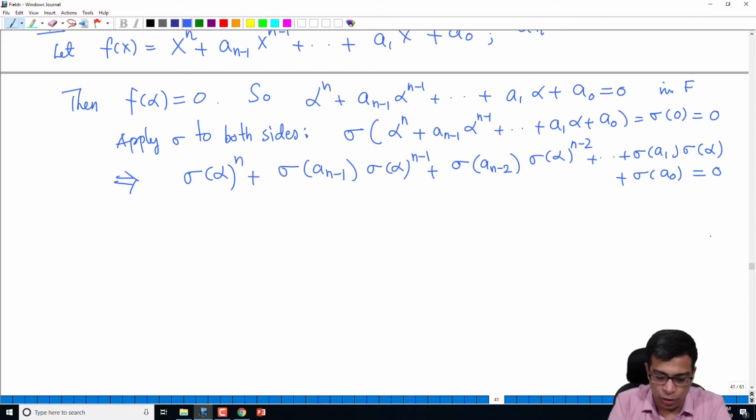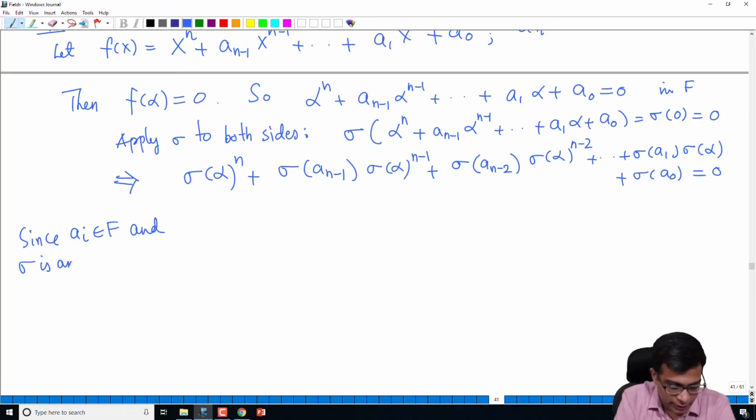Now what do we know about sigma of a_i? Since a_i is in capital F and sigma is an F homomorphism. What is an F homomorphism? It fixes every element of F.